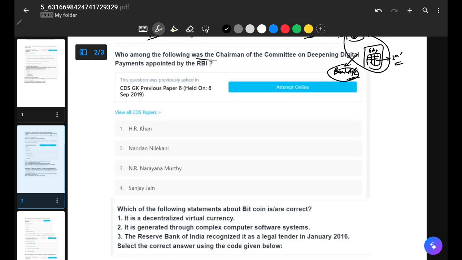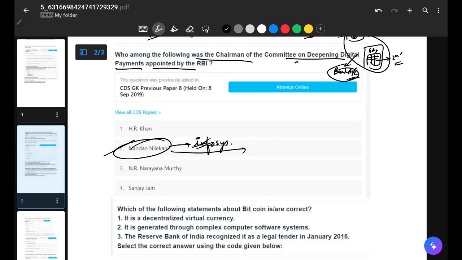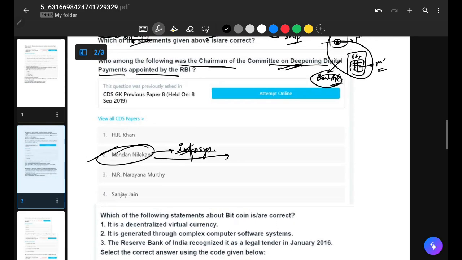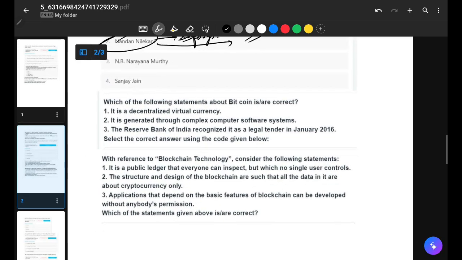Now, which of the following was the chairman of the committee on deepening digital payments appointed by RBI? The answer is Nandan Nilekani. This is not given in the blue book, but this person is associated with Infosys, chairman, I think. He gave a proposal, as he was included in the committee for deepening digital payments. We didn't study this, but through this MCQ you know this knowledge.